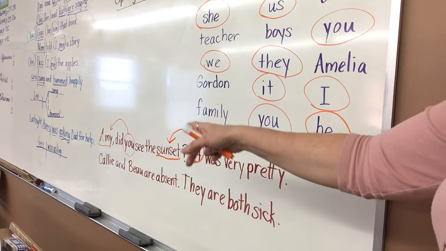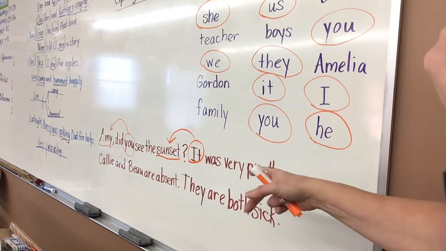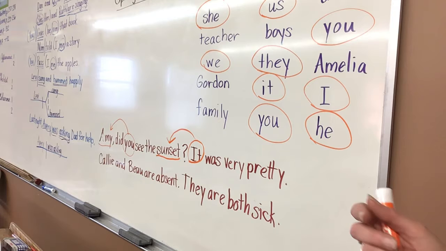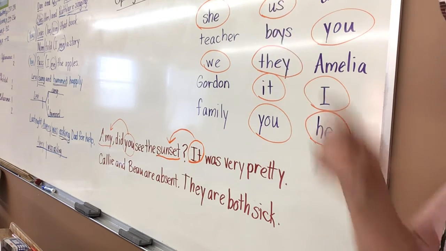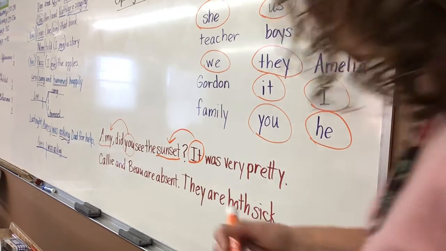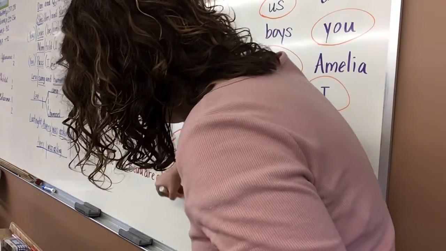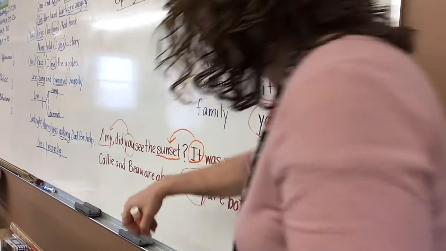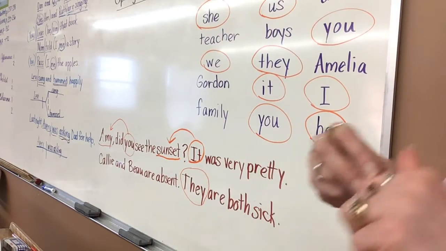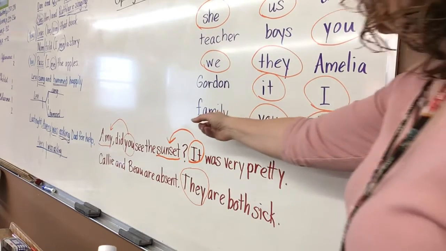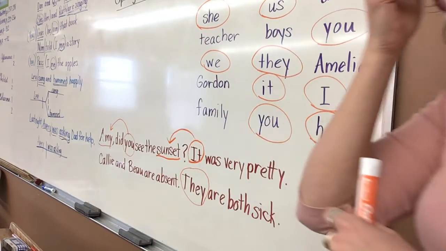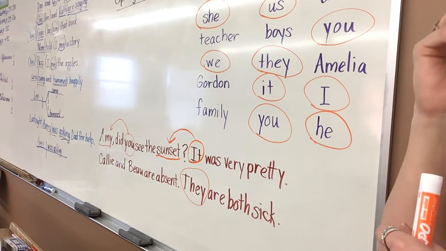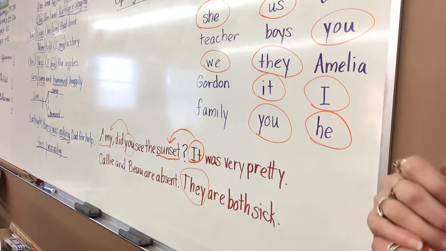Second sentence says, read it with me, Callie and Bo are absent. They are both sick. All right, so what is our pronoun? They. Since we have they, we know they is for plural. That could be a plural word, like family can be a unit of people, right? Or they could be talking about more than one person.